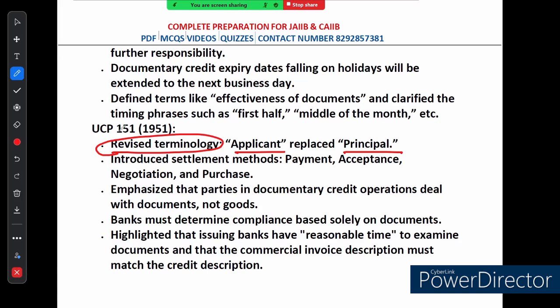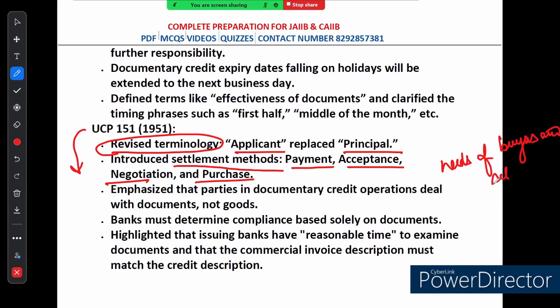Now, UCP 151 also introduced different settlement methods. What are the settlement methods? These methods include payment, acceptance, negotiation, and purchase. These options give flexibility in how transactions are handled, depending on the needs of the buyer and the seller.